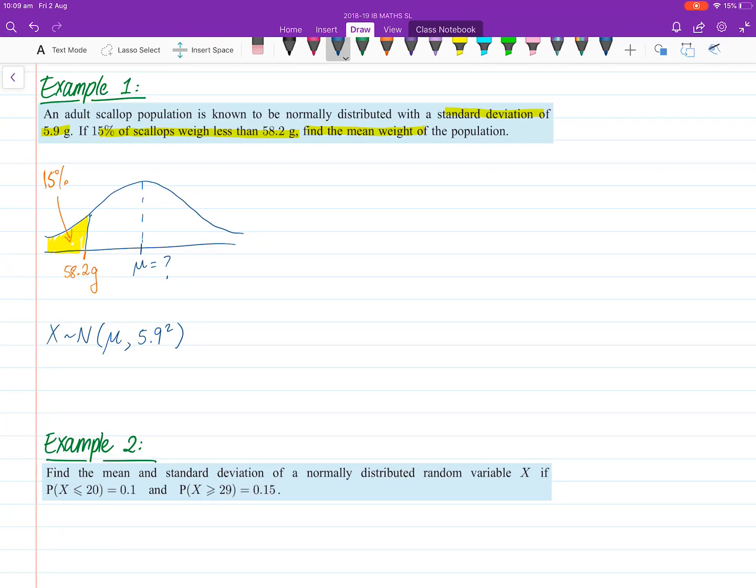Because we can't use the inverse normal function straight away until after we've converted it to z-scores. So we need to convert this somehow so that it becomes like a z distribution, where the mean, or the mu, is 0 and the standard deviation is 1. Okay, so we're trying to convert that into this and then work backwards to get back up here to find the mu. Does that kind of make sense?